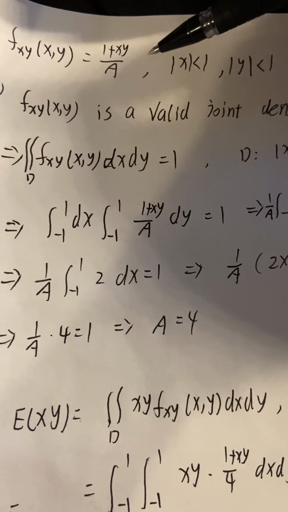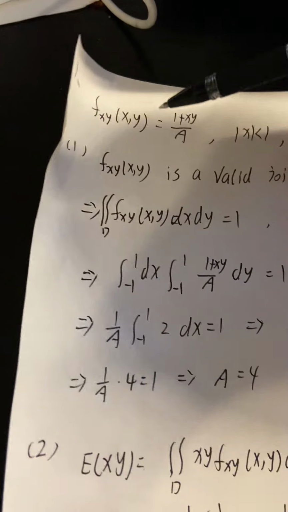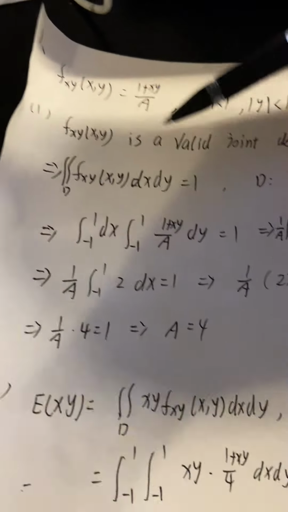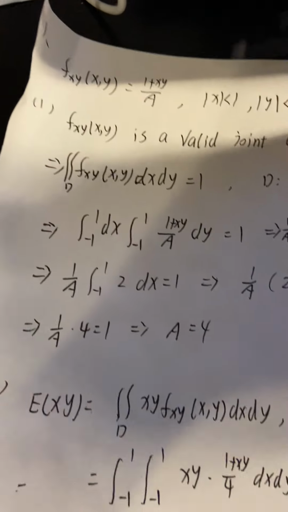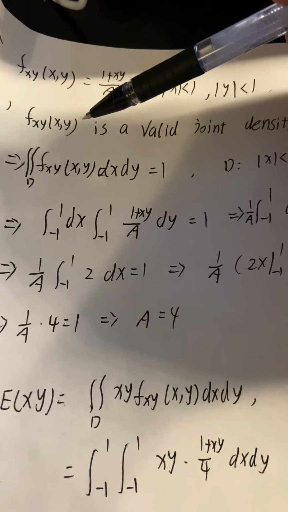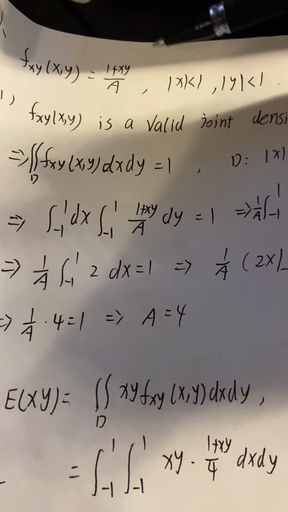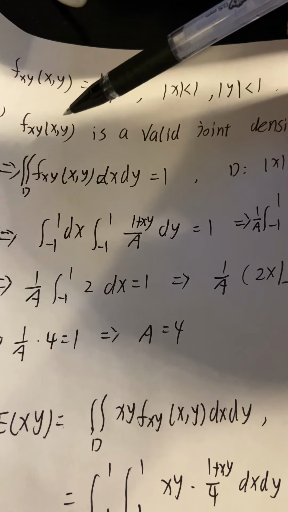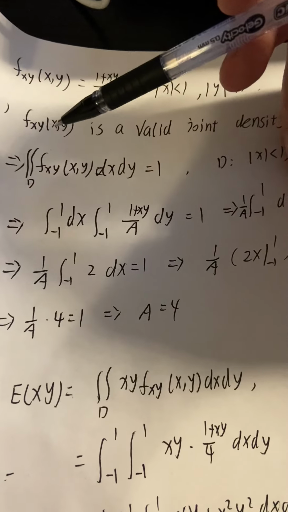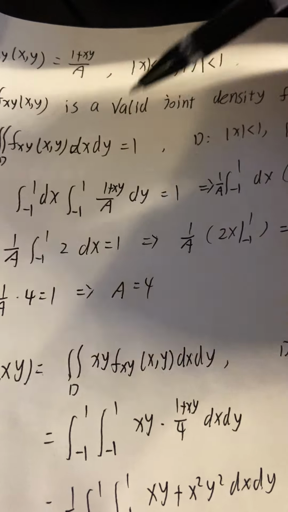So question 1: X and Y have joint density function (1 plus xy) divided by 8. The first question is to find a so that the above defined function is a valid joint density function. We know that if f(x,y) is a valid joint density function, then the double integral of f(x,y) dx dy will be equal to 1.